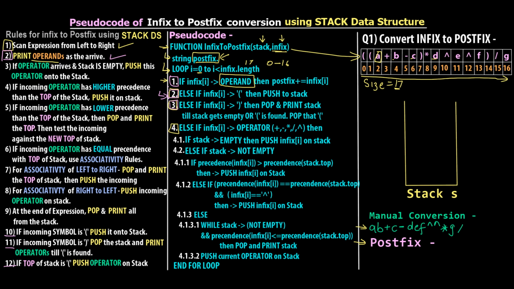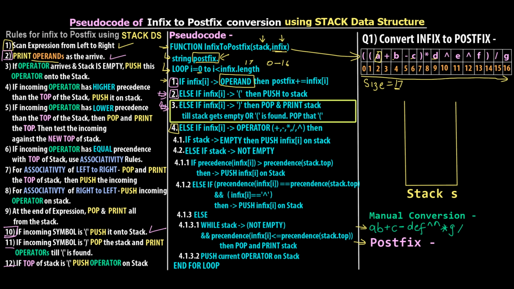So point number 2 says if infix of I, if the character that we are currently going through is an opening bracket, you just push it onto the stack. So you can see rule number 10: if incoming symbol is an opening bracket, push it onto the stack. So this rule is converted into its appropriate pseudocode over here. So point number 2 is done. Okay, pretty basic. Let's move to the else if, that is the third part. Let me just erase this out. We've done 1, we've done 2, and now we are at the third else if.